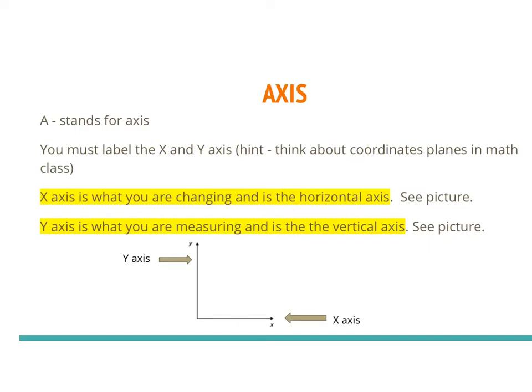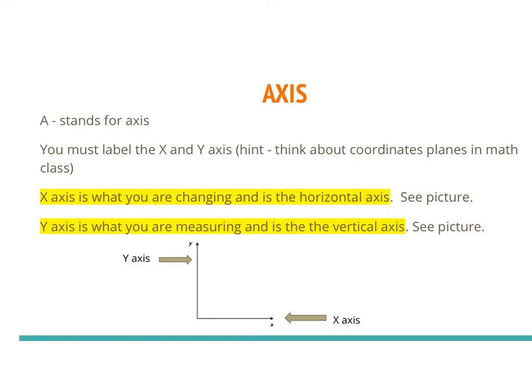Now, as we take a closer look at this graph down below, the x-axis is what you are changing and is the horizontal axis. So as we look at this picture, here's our x-axis, and that would be this line right here. This is the thing you're changing. So if we make a connection back to the previous slide, those were the different types of graphs. Like they had a bar graph, and they had a line graph, and they had a pictogram, and so forth. So those are the things that we're purposely changing.